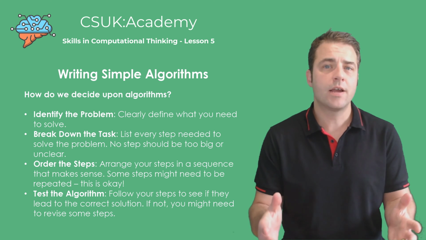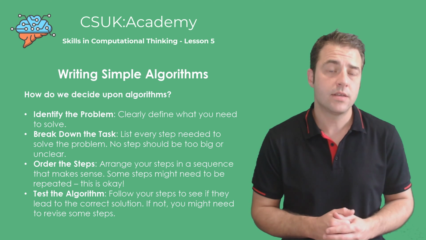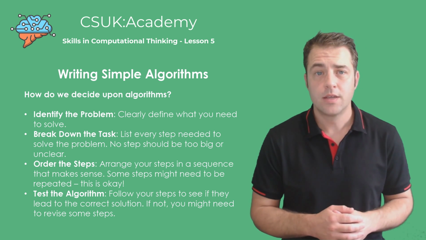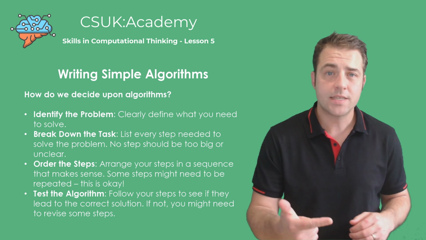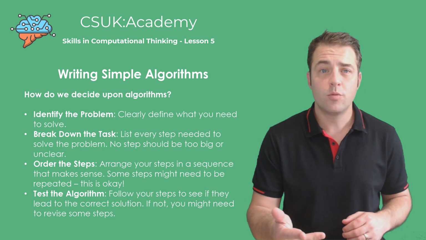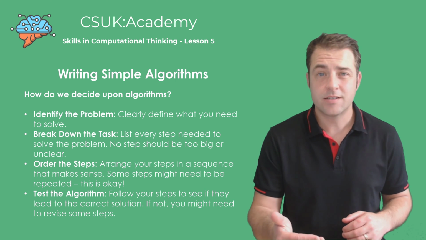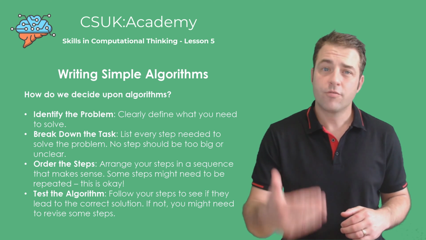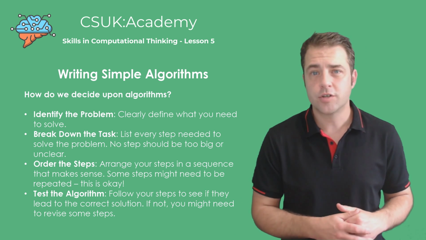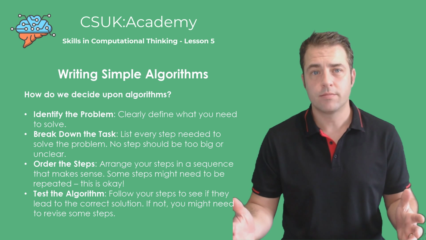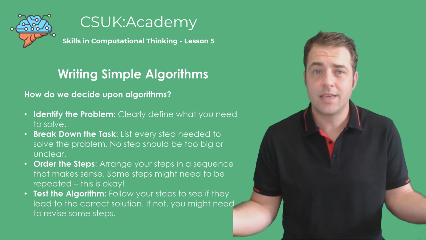Let's say we want to write an algorithm for making a cup of tea. Here's how we could break it down. Number one, boil water. Number two, place a tea bag in a cup. Then pour boiling water into the cup, let it sit for a few minutes. Remove the tea bag, add milk or sugar if desired, stir and enjoy. And there we have it, an algorithm for making tea.